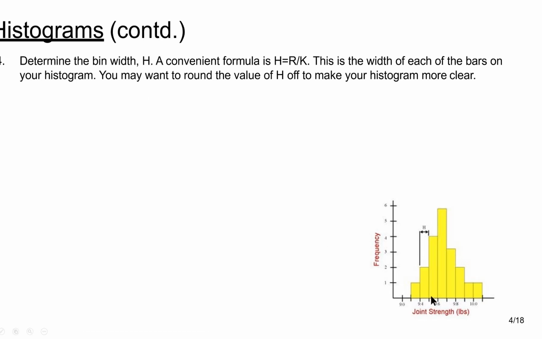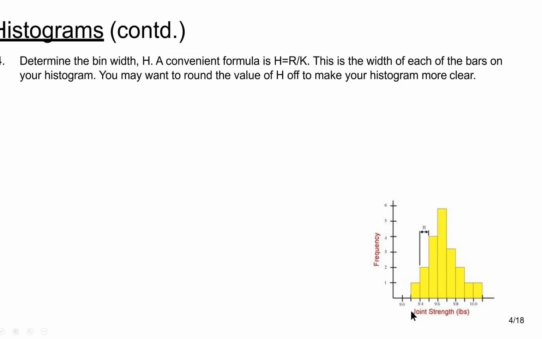So determine the bin width, they call it H right here in the plot. A convenient formula is the range R, the smallest number to the largest number, the difference in those two, divided by K, which I think is the number of bins is what they have. So basically you just want all the bins to be the same width. And you do want to round the value off so that you have a reasonable bin width.